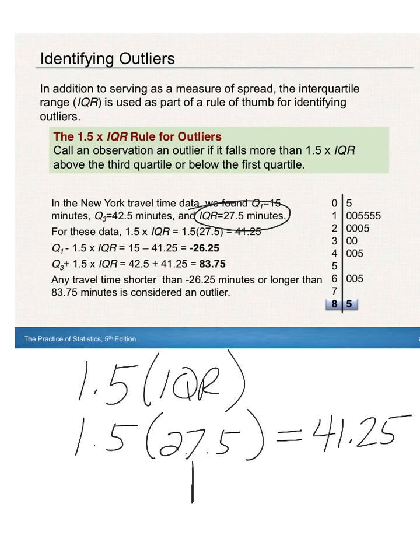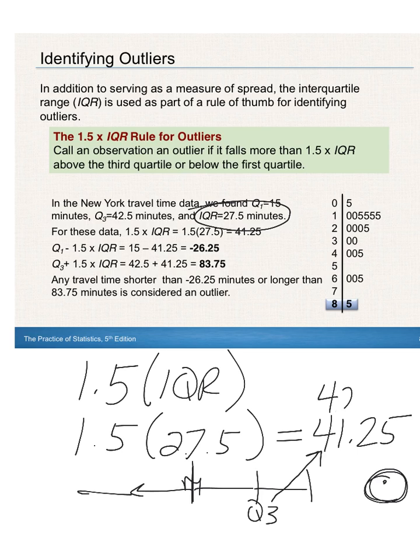And here's our median, right? And here's our outlier, here's our Q3, here's our maximum, here's our Q1, here's our minimum. If we are trying to decide if this number is an outlier, we're going to take the Q3 and add it to 41.25 to see if this number is outside of the pattern of data. So we take that 41.25 and add it to the Q3, in this case, 42.5.